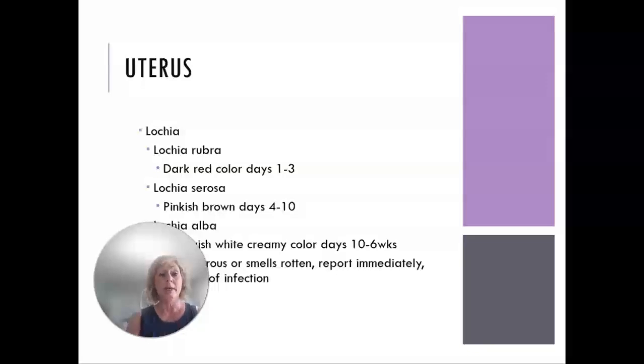Lochia is going to be very common. For the first few days, it's going to be that rubra. So it's going to be bright red. It's going to look like a menstrual period. And then after about day 4, it should start getting more pinkish, kind of brownish. We're going to call that lochia serosa. So you think more of a serous kind of thing, more of a pinky brown. That's going to last till about day 10. Then we're going to go to lochia alba, and alba just means white. So it's going to kind of go to a yellowish, creamy white kind of color about 10 days to 6 weeks.